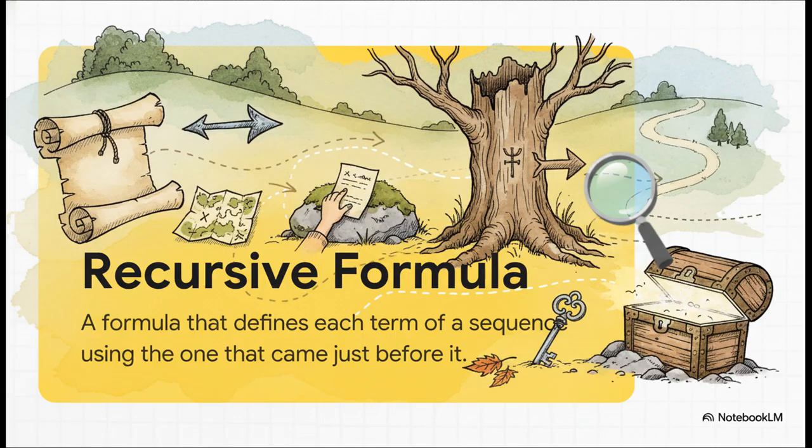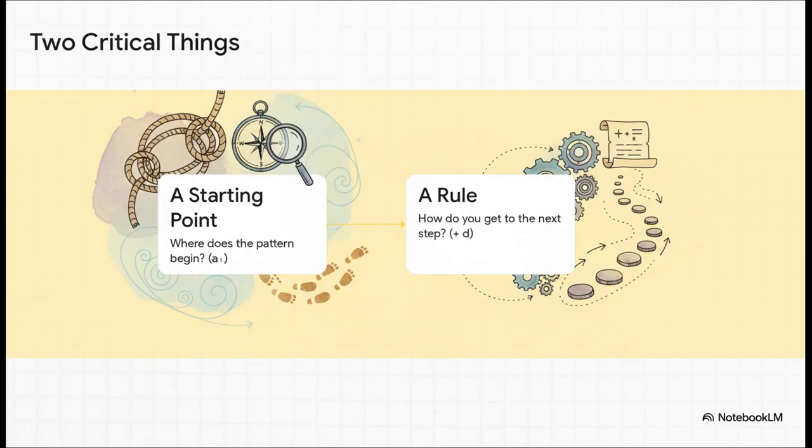But honestly, just keep that scavenger hunt idea in your head. It's way more intuitive. You use the previous clue to find the next one. Simple as that. Now, any good scavenger hunt needs two critical things, and it's the same for our formulas. First, you absolutely positively have to know your starting point. Where does the whole thing begin? And second, you need the rule. How do you get from where you are now to the next step? If you're missing either one of these, the whole thing falls apart.